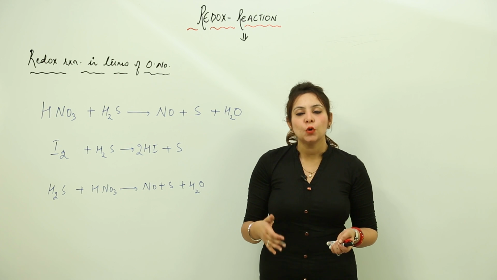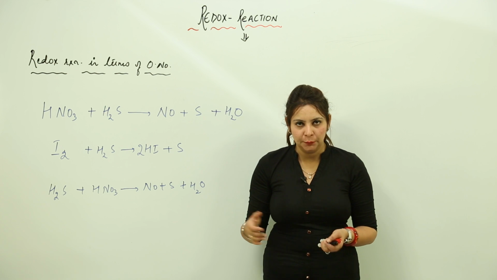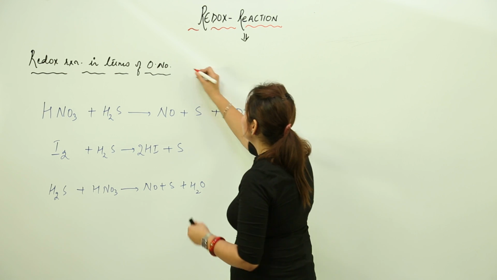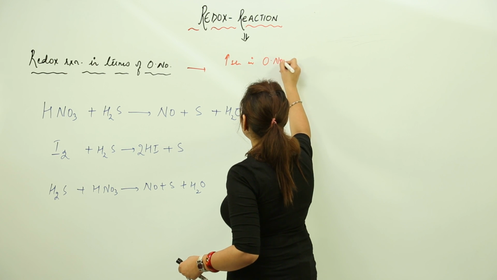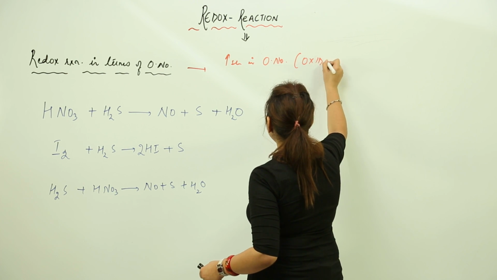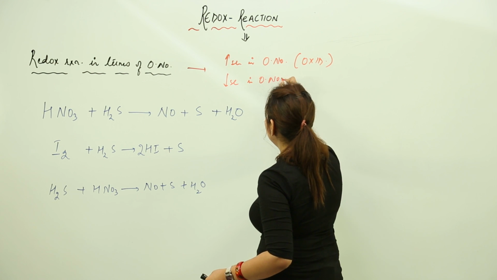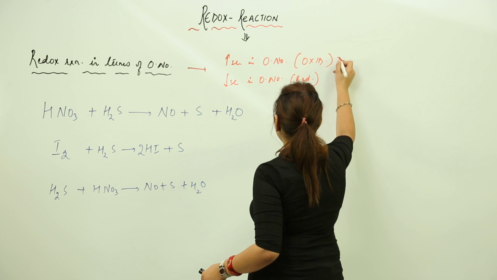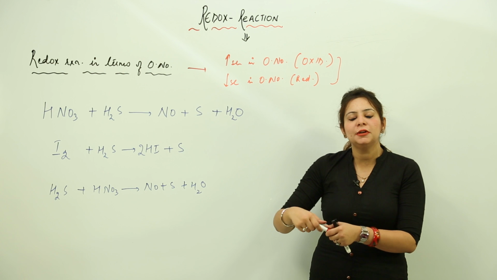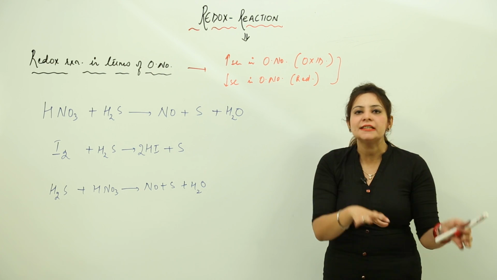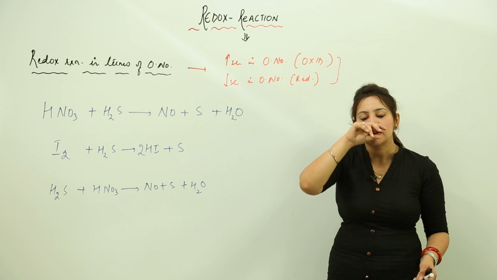So now, as you know what the oxidation number is, we are going to define the redox reaction in terms of oxidation number. Whenever you see an increase in oxidation number, it indicates oxidation, and whenever you see a decrease in oxidation number, it is reduction. In a reaction where we see oxidation, we will see an increase in oxidation number, and we will also see a decrease in the oxidation number. So this is the redox reaction in terms of oxidation number.